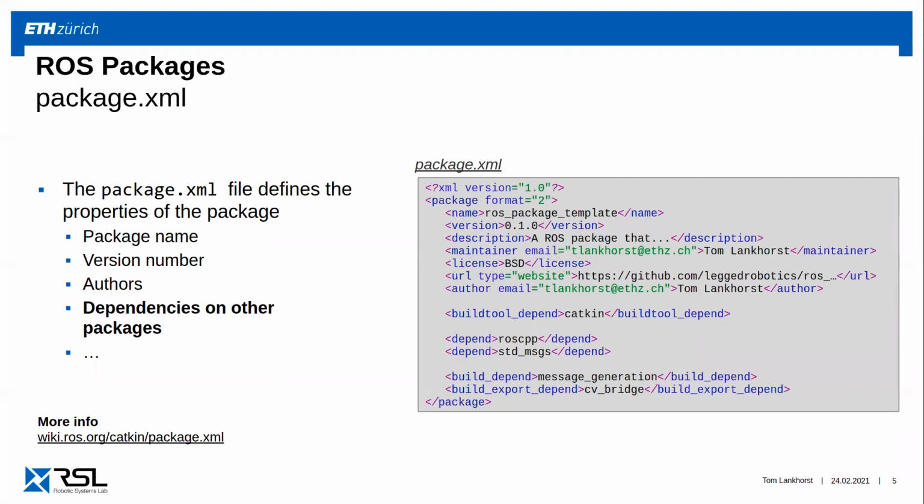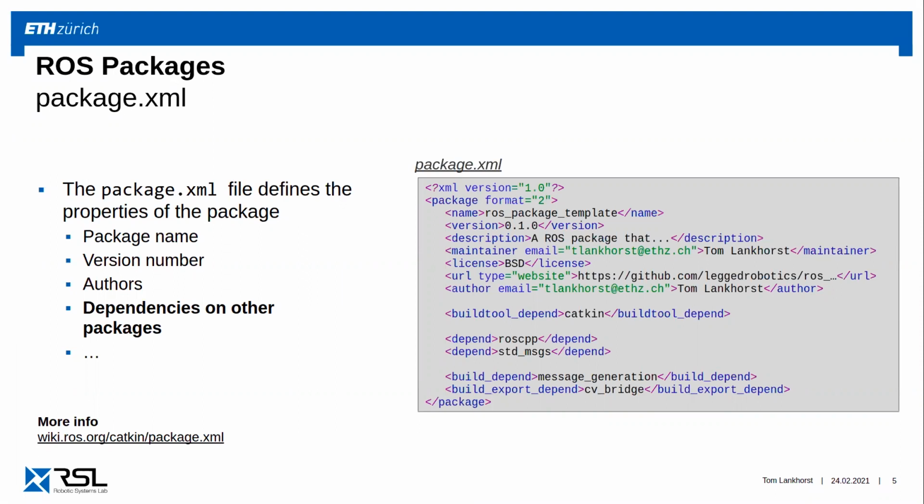Then we will have dependencies that are related to the functionality of our package. In this case, the ROS CPP dependency, which is the ROS client library, which we will be discussing in the rest of the lecture. A standard messages dependency, which contains many interesting standard messages like strings, integers, booleans.